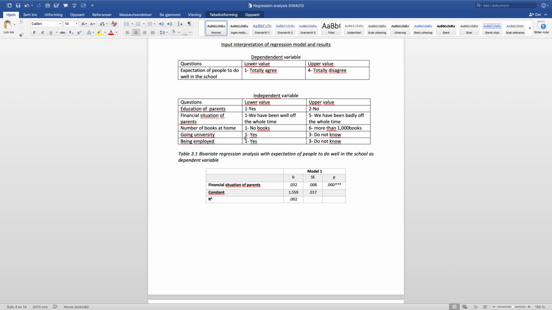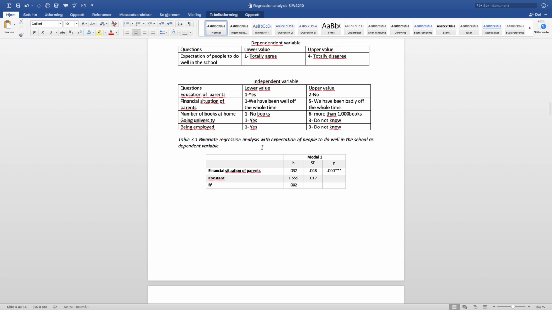Going to university, yes, and then three, don't know. These are questions about the future, and it's yes, no, don't know. This is not an ordinal level variable, this is a nominal level variable. So I would suggest for the student in this case to recode this as a dummy variable. I would keep this, but I would also turn these two into dummy variables and say one is one, and two and three, which is no and don't know, put to zero. So then you are looking at those who say yes, going to university, and the same for yes, being employed.